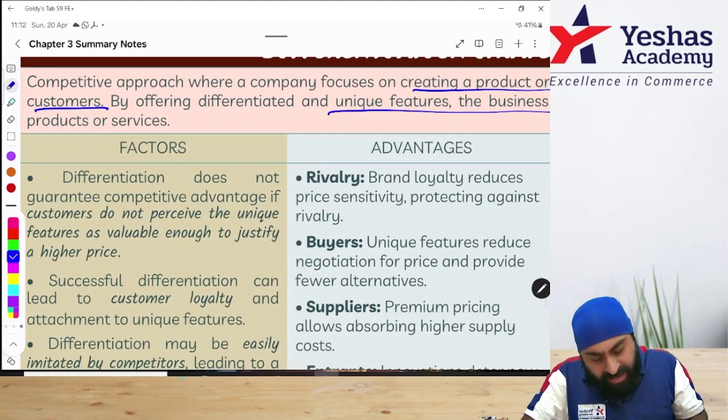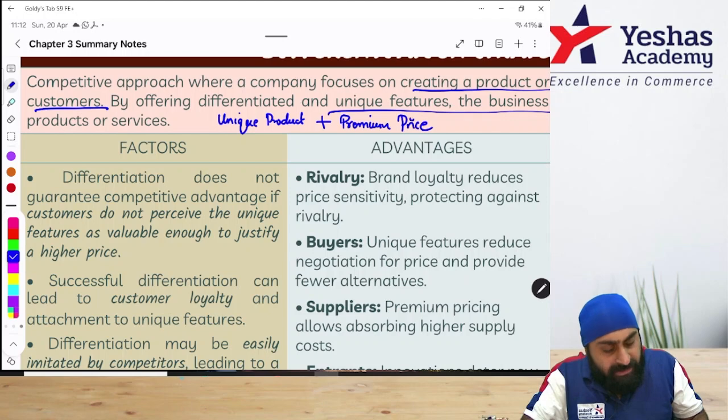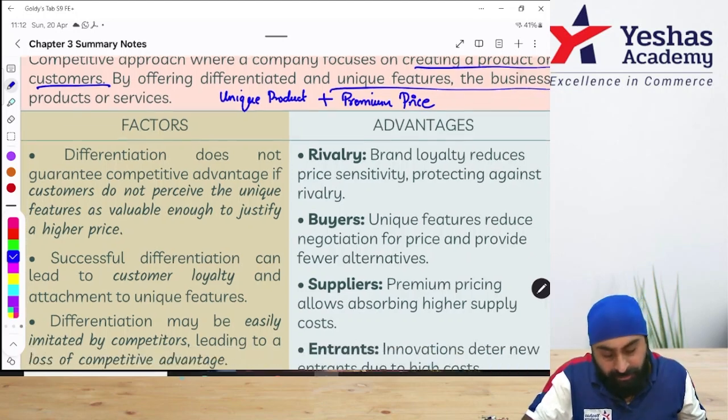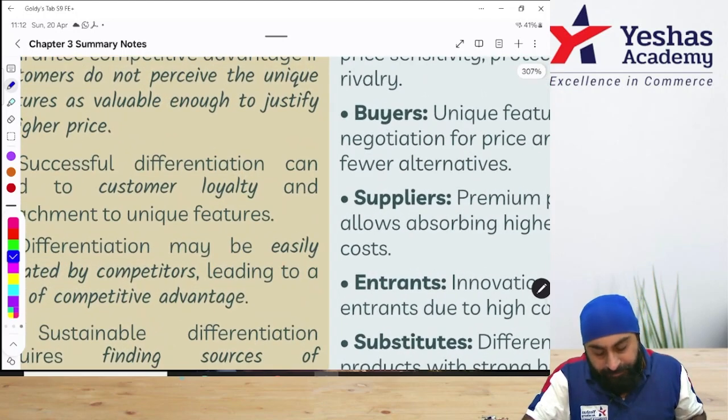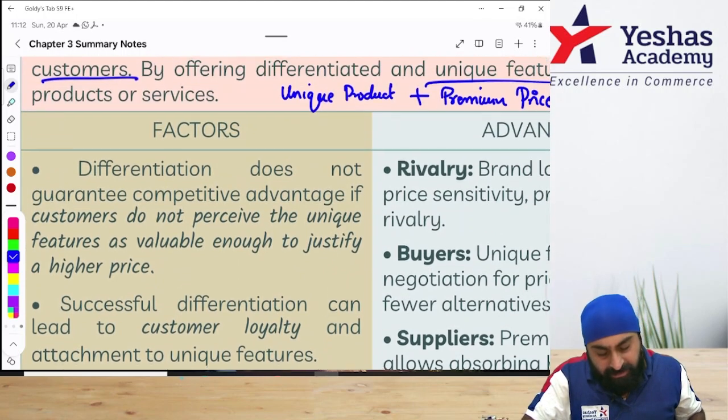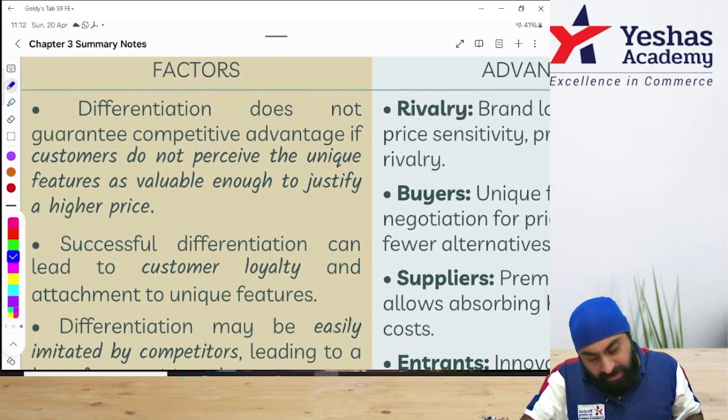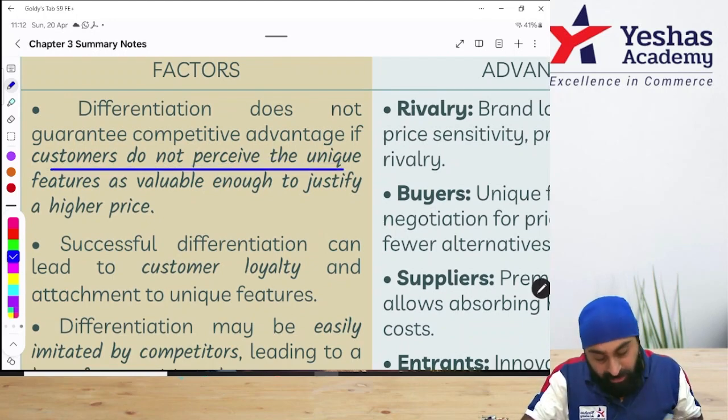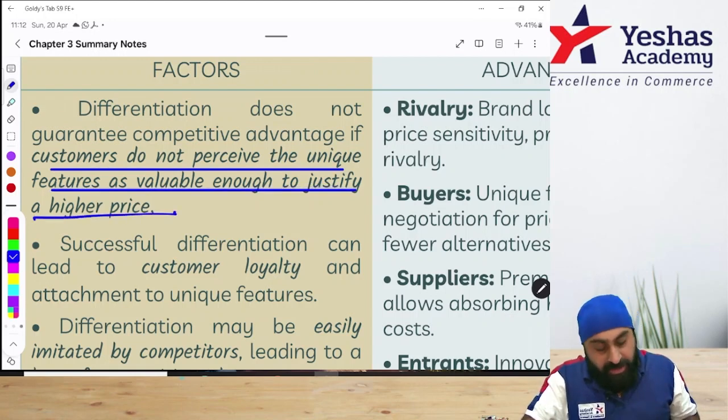So basically what is happening here? You're trying to create a unique product plus you're charging a premium price. This is in a nutshell what I would say is Porter's theory. Now, what is differentiation? Differentiation does not guarantee competitive advantage if customers do not perceive that unique feature as valuable enough to justify a higher price.